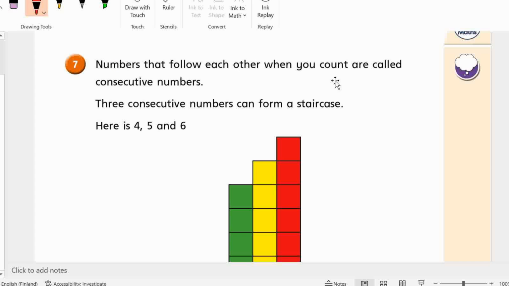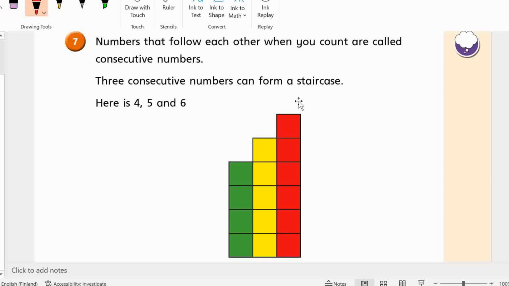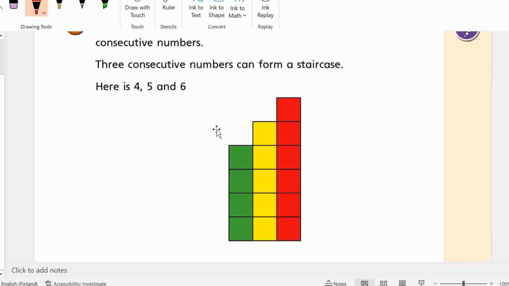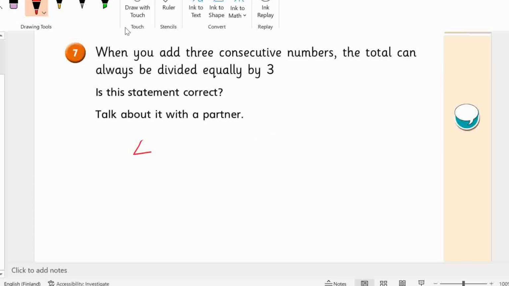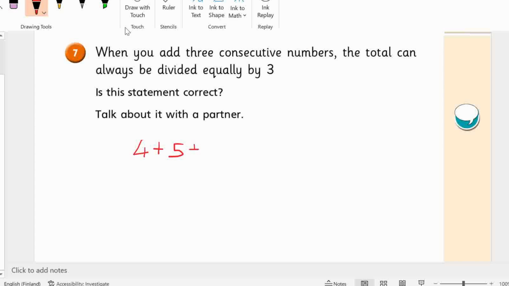Numbers that follow each other when you count are called consecutive numbers. 3 consecutive numbers can form a staircase. Here is 4, 5, and 6. When you add 3 consecutive numbers, the total can always be divided equally by 3. Is this statement correct? So let's have a look at the example. They have 4, 5, and 6. So in other words, 4 plus 5 plus 6. What does that give us? 15.